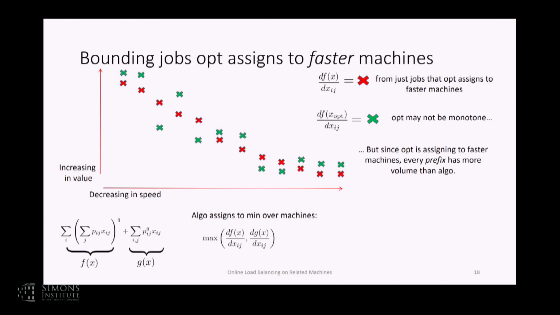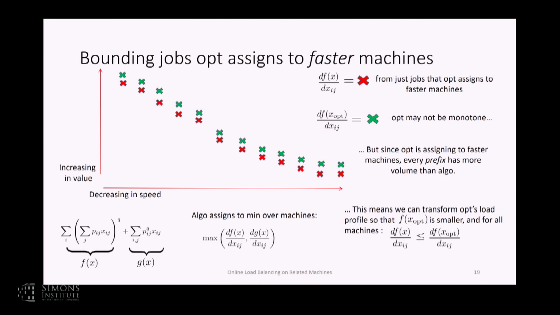All these jobs, opt went to faster machines than I did. So if I cut this slope off anywhere, then opt has more jobs to the left than I do. So using this fact, I can smooth out opt's irregular curve into something that looks like this without increasing opt's objective. So I can smooth it out to something where opt has a curve on derivatives that dominates my curve point-wise, and the objective of opt in this smoothing has not increased.